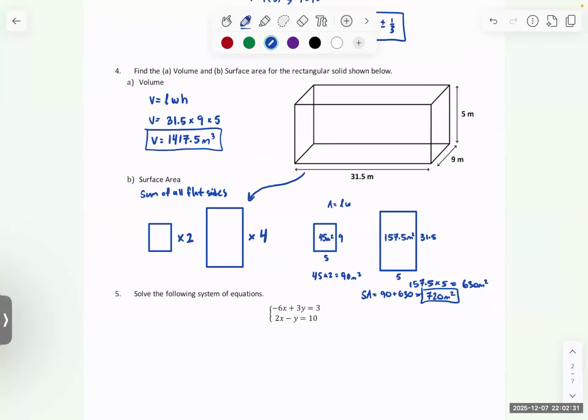And that's it. No need for a formula, just use your sense of what a rectangular prism kind of is. It's a bunch of flat sides just pieced together.